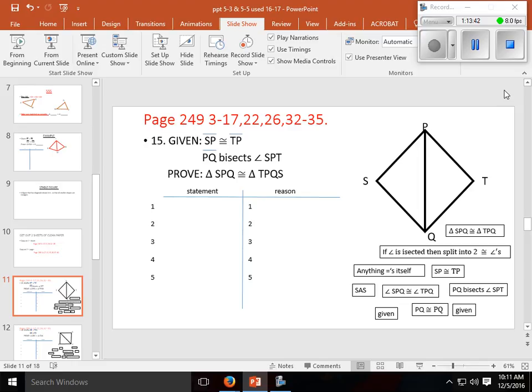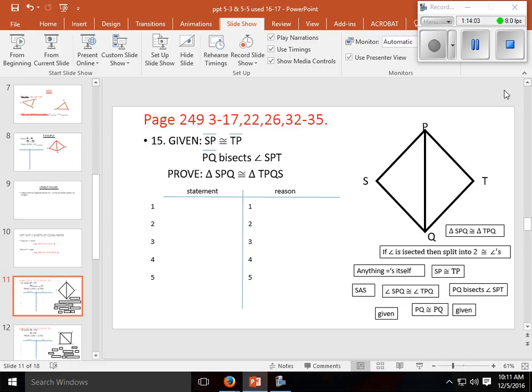Angle SPQ and angle QPT. So everybody see that? This angle is congruent to this angle. You look down here, is that one of the things down here? Mm-hmm. Sort of hard to see, but yeah, I think it's right there. So now we have a pair of sides, we have a pair of angles. Is that enough to say the two triangles are congruent?